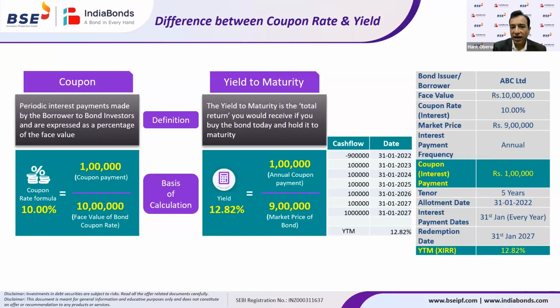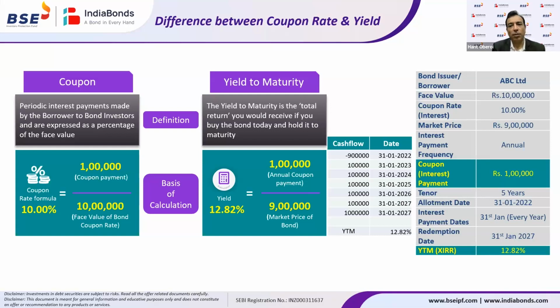So what exactly is a yield? When I invest in a bond in the secondary market, the rate of interest which I will earn from the date of my investment till the maturity is known as the yield to maturity, or YTM. So yield is just a function of return, the actual return the investor will make from his date of investment till maturity. Now, let's take an example.